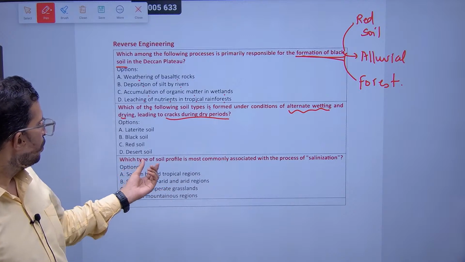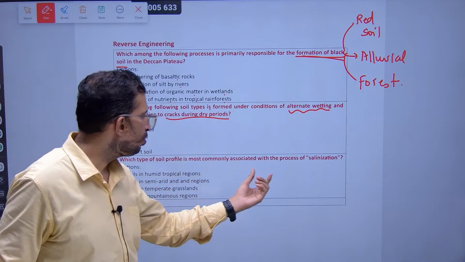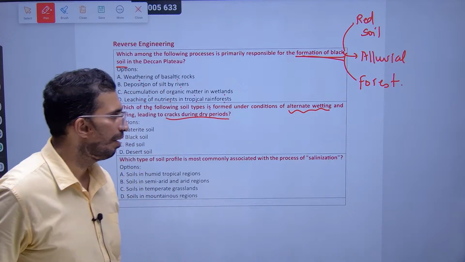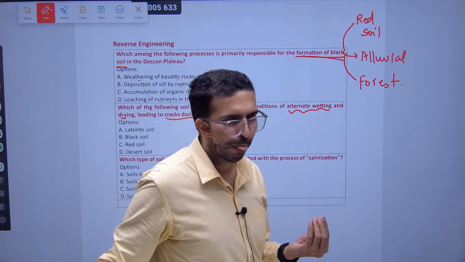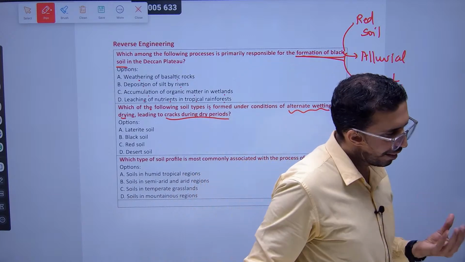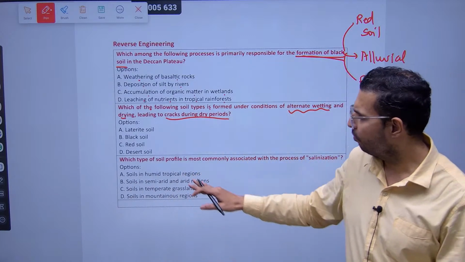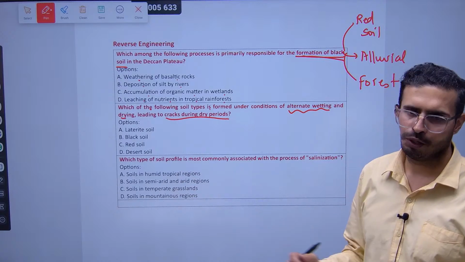Then, which type of soil profile is mostly associated with the process of salinization? Salinization means the salinity of the soil, and which soil or which area it occurs in.